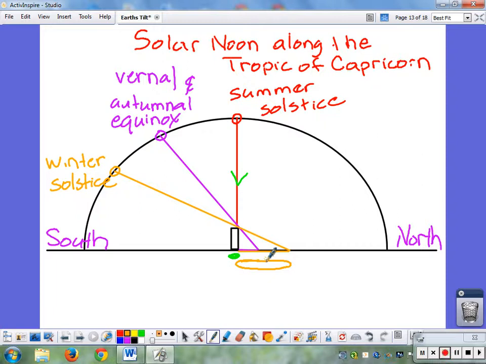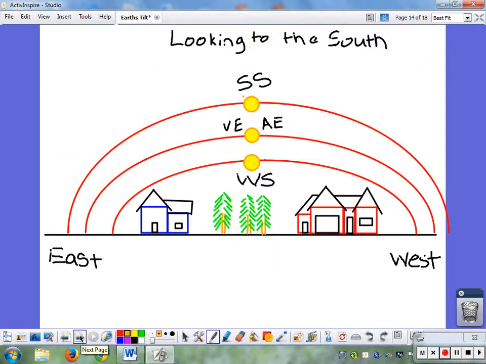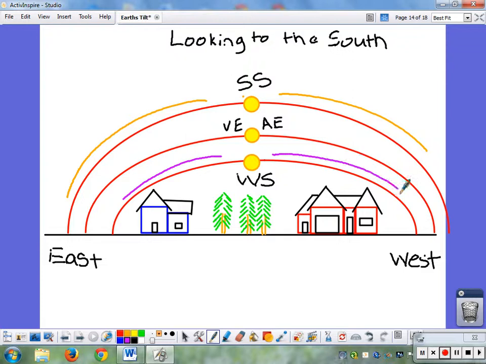Compound that with the fact that during the summer solstice and the days surrounding summer, the sun is in the sky for a much longer time period than it is during the winter, and Earth has both a greater time to heat up and more intense rays striking the location.